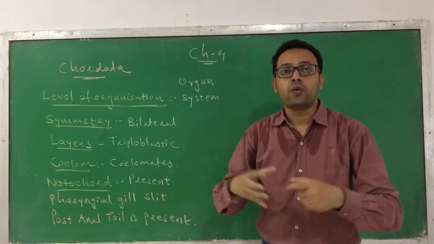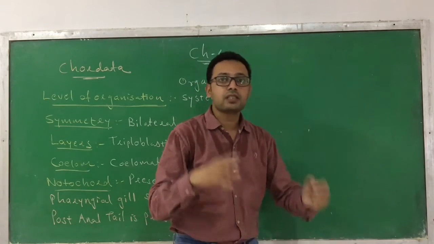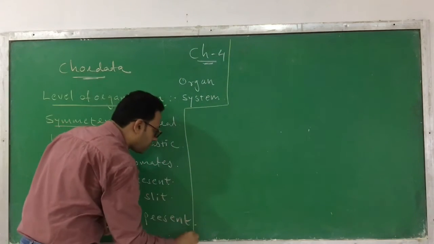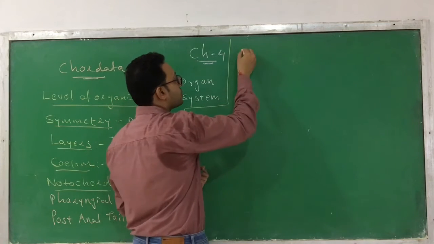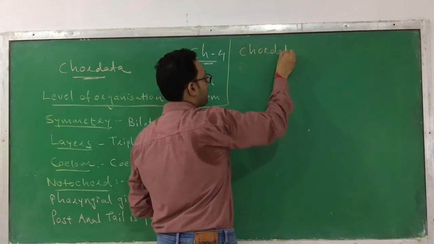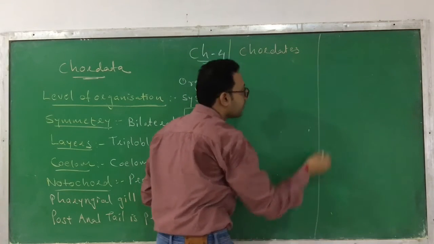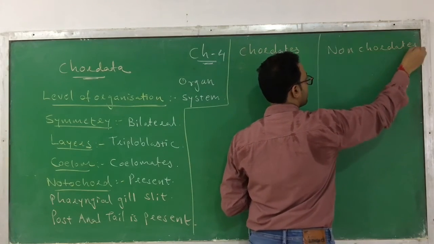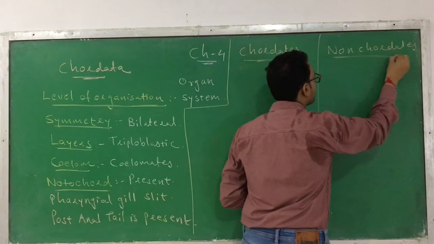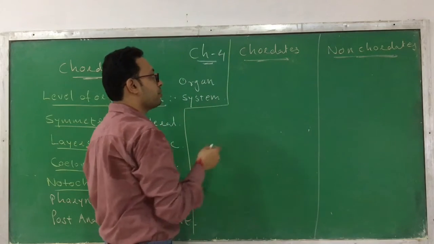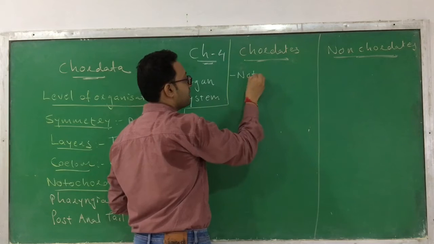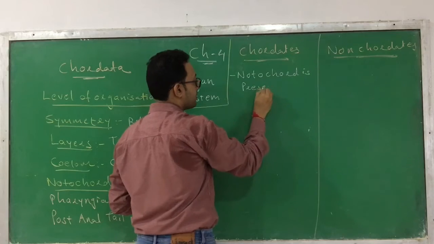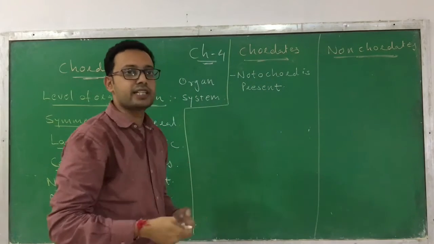Okay, so let's see what are the differences that exist between the chordates and the non-chordates. So now we are discussing the difference between chordates and non-chordates. The most important characteristic you can find in the chordate is the presence of notochord. So notochord is present in the chordate. That's why we are calling them chordates.